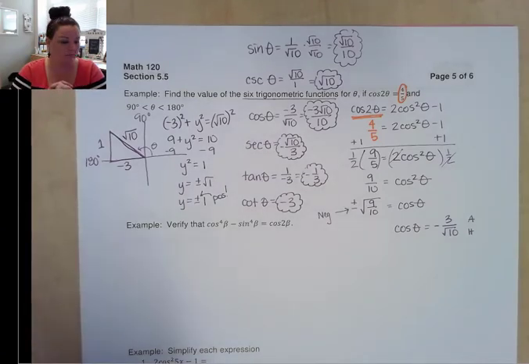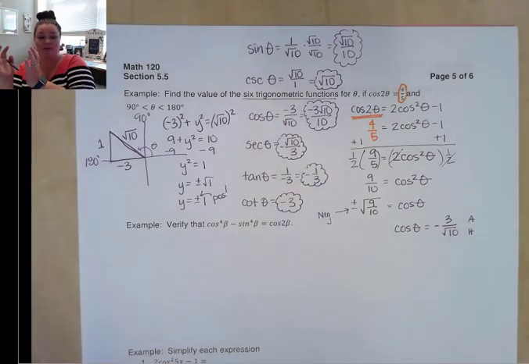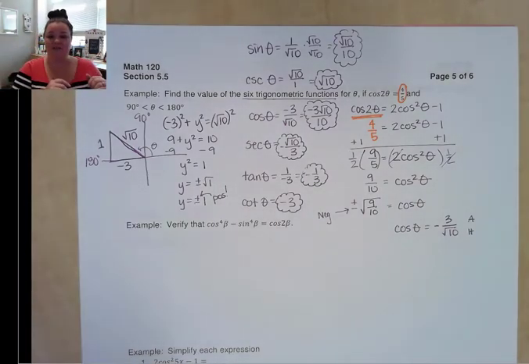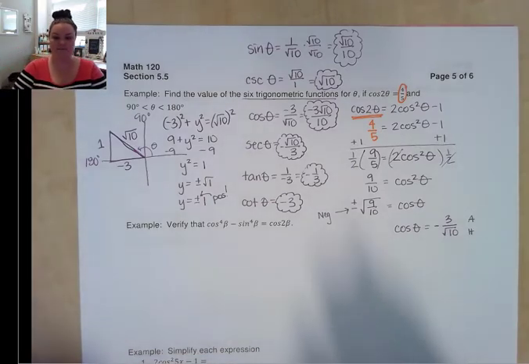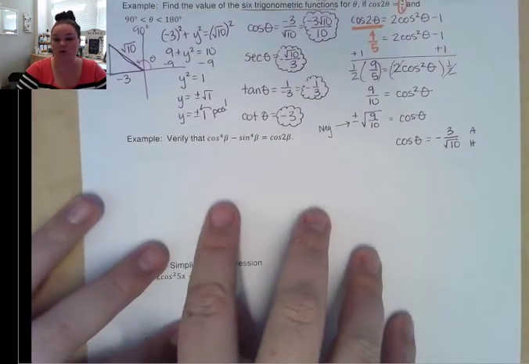Okay? All right. I want to show you one more verify function, and then I want to show you two examples of how you can use these double angle formulas backwards, where instead of being given the right-hand side and filling in the left, you're given the left and you have to figure out what the right side was to simplify.